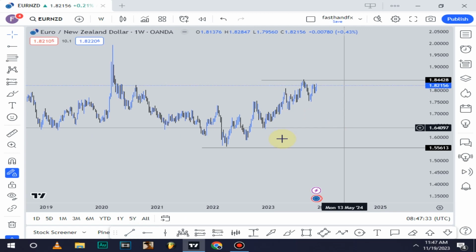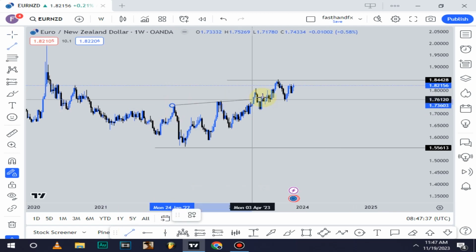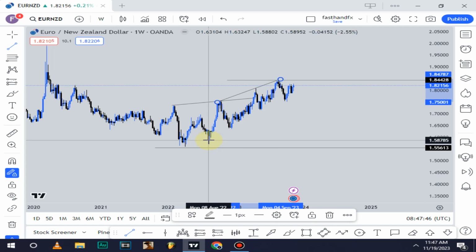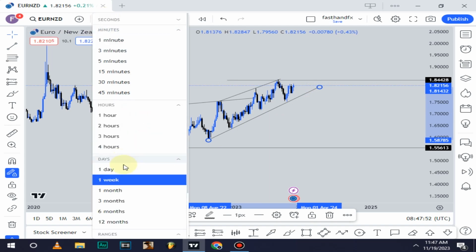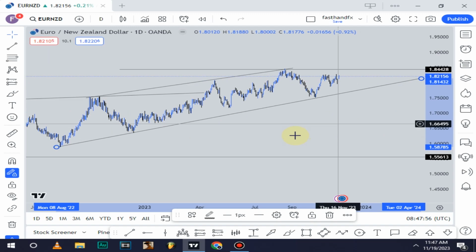We need to understand the market. So let's see if we can get our trend line. 1, 2, 3. 1, 2 right there. Okay, 1, 2, 3 right there. That one makes sense. 1, 2, 3, that makes sense. So let's now hit the daily and see the market behavior.